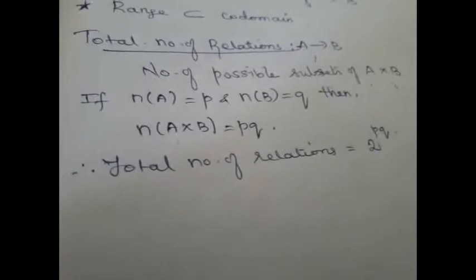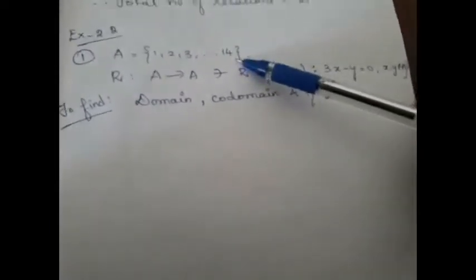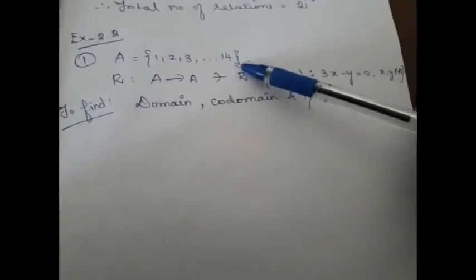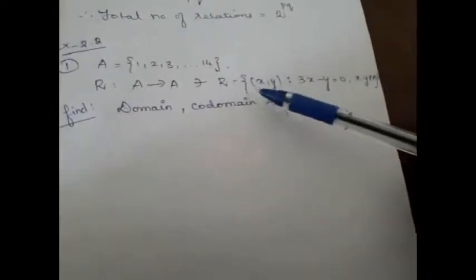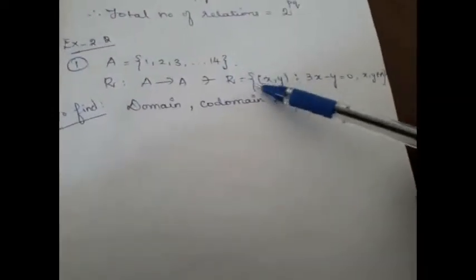Yes, hope you understood. Now let us solve the first question. In the question they have given you a set A which has 14 elements which are natural numbers, right? And they defined a relation from A to A itself, such that R is equal to the set of all x comma y such that 3x minus y equals 0, where x and y belong to A itself. So this is the relation.